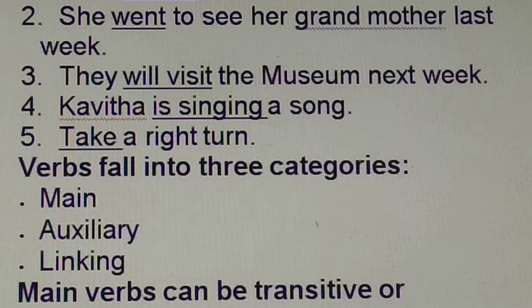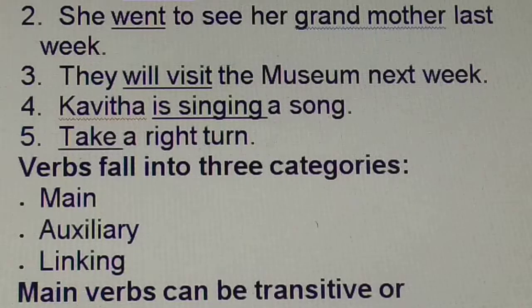They will visit the museum next week. Will visit is a verb. Here it denotes some action. Kavita is singing a song. Is singing. Singing is the main verb. Is is the helping verb. Without a helping verb, you cannot frame a sentence. It will be grammatically incorrect. So, for framing a correct sentence, a helping verb is a must. It is required.